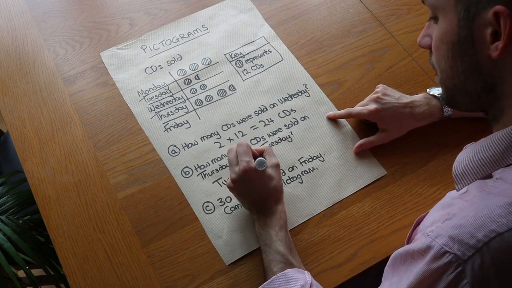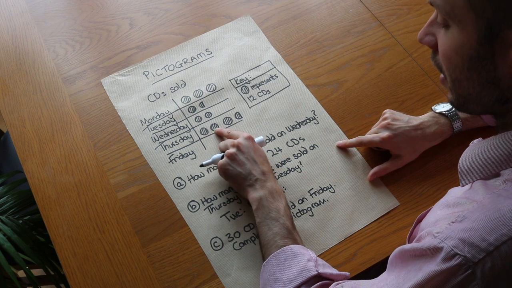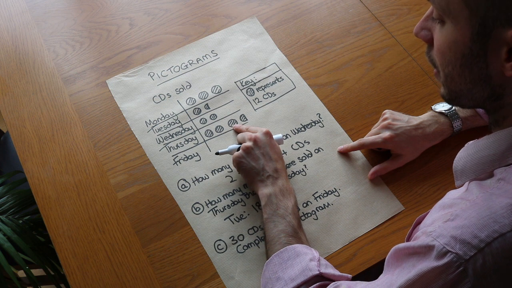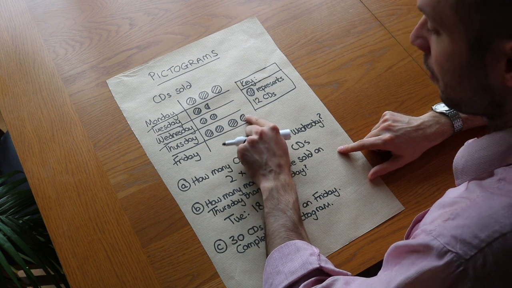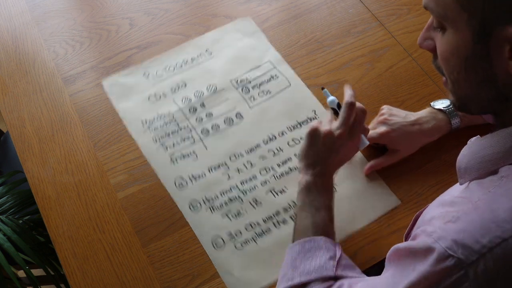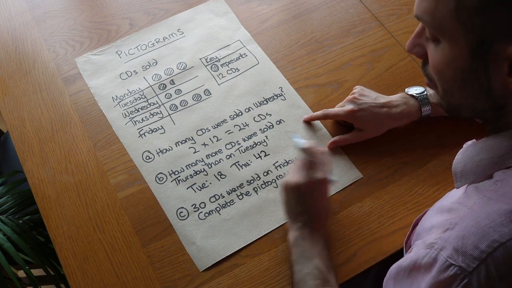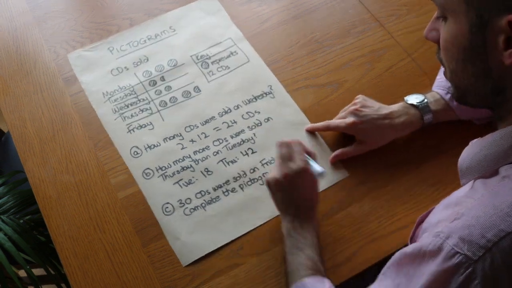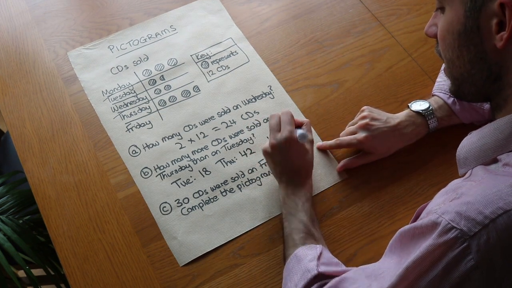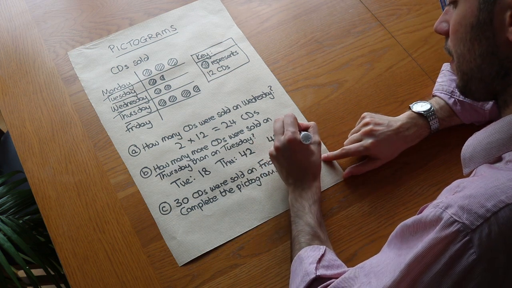And then on Thursday, we have 3.5 blobs. That's worth 12. That's worth 12, so we're up to 24. That's worth 12, so we're up to 36. And then this is half a blob, so that represents 6 CDs. And 36 plus 6 is 42. So how many more CDs were sold? We just have to find the difference between these two numbers. So we do 42 minus 18, and that would give you 24 CDs.